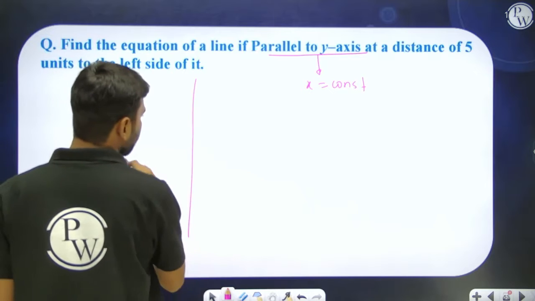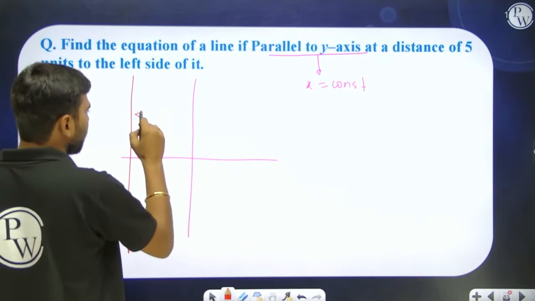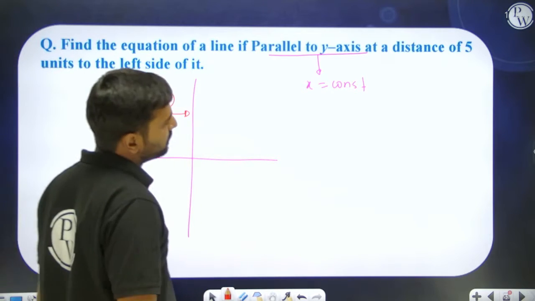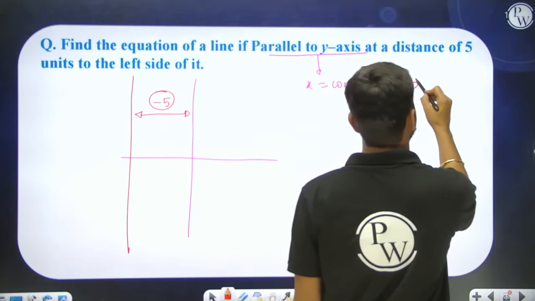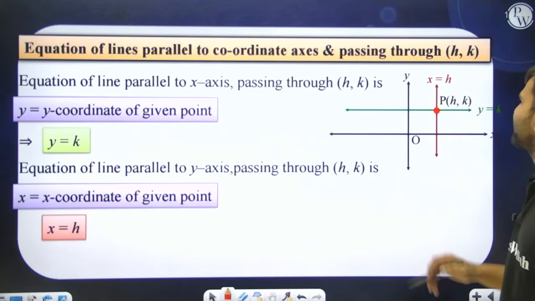Okay, 5 units to the left side of it. Understand it? 5 units to the left side of it means this distance has to be minus 5. So this is x equal to what? This is x equal to minus 5. That's it. Equation of the lines parallel to the coordinate axis is passing through this.